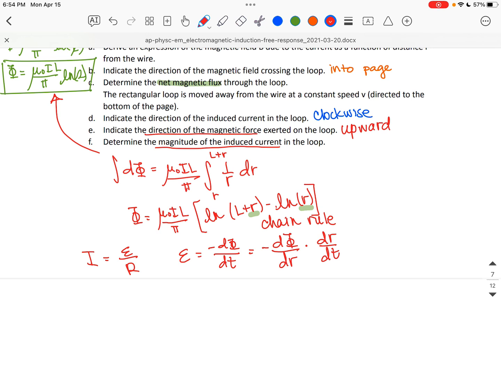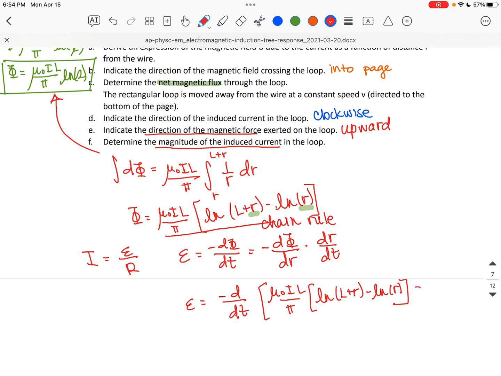So let's start with EMF. I'm going to do the negative d flux over dt. So I'm going to take my d dt and then plug in my flux equation here. So that's mu naught I L over pi times ln of L plus r minus ln r. And then I can't forget the fact that I also have dr dt at the end of my equation.